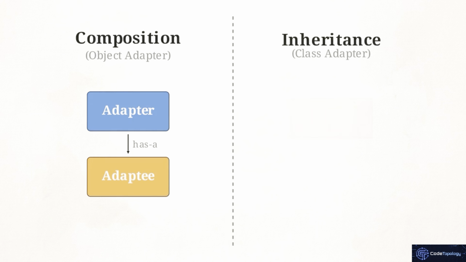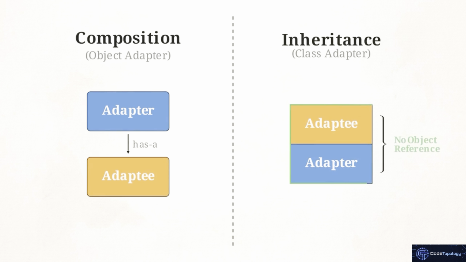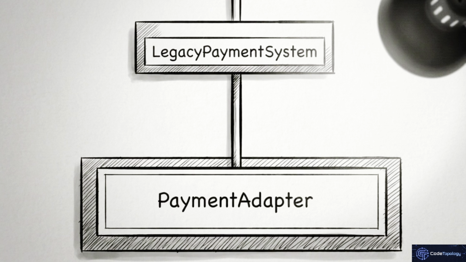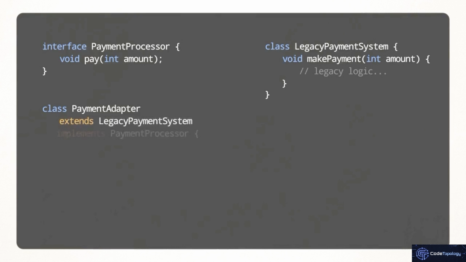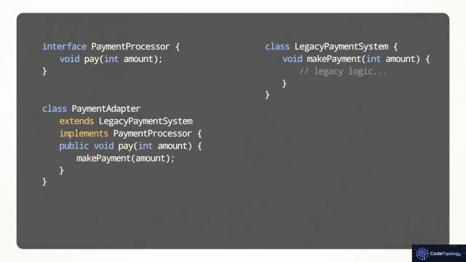Contrast that with the class adapter. It requires less boilerplate code because it doesn't need to store an object reference, but it binds the adapter to one specific concrete class. We use the same target interface and the same adaptee. Here, the payment adapter uses inheritance. It extends the legacy system while simultaneously implementing the modern interface. The pay method now directly invokes the inherited makePayment function. There's no delegation to a separate instance.